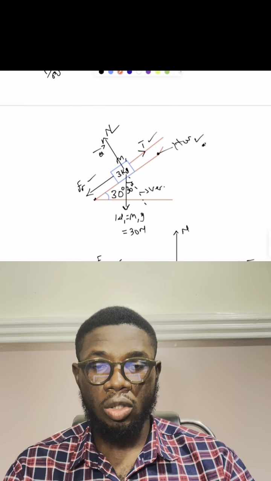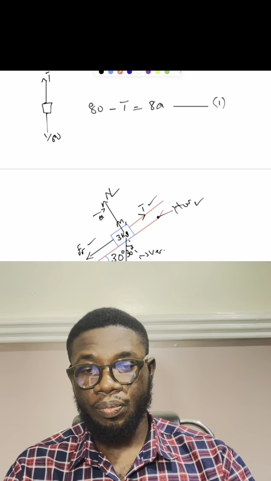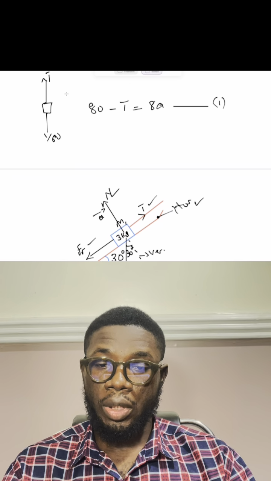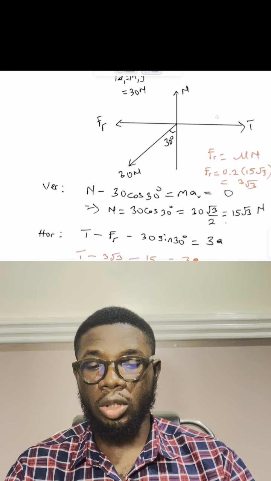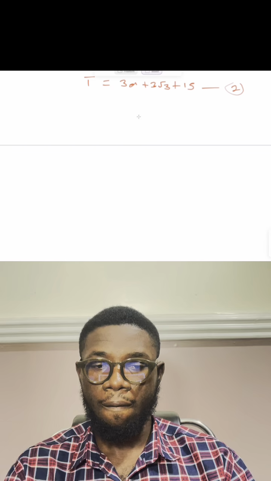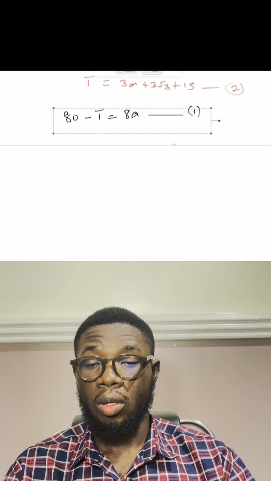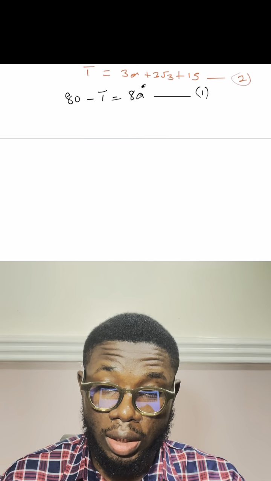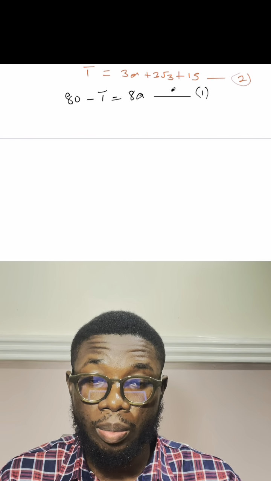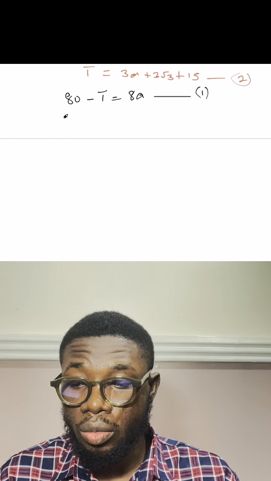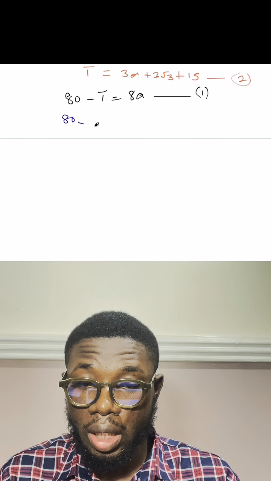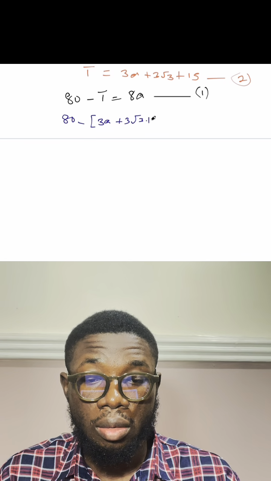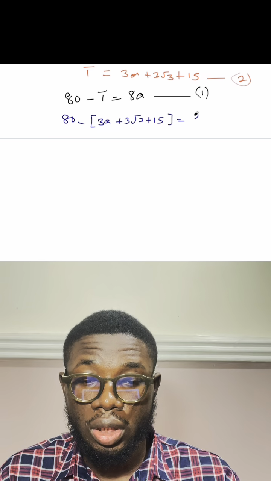Now don't forget our equation 1. Let me copy our equation 1 and paste it. So we can easily substitute what our T is. Our T is 3a plus 3 root 3 plus 15. So we have 80 minus 3a plus 3 root 3 plus 15 equals 8a.